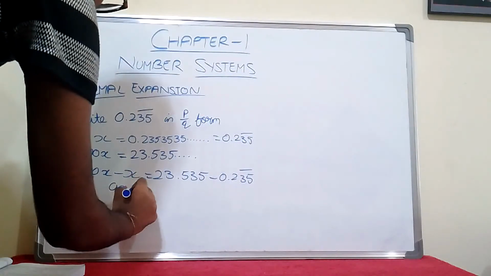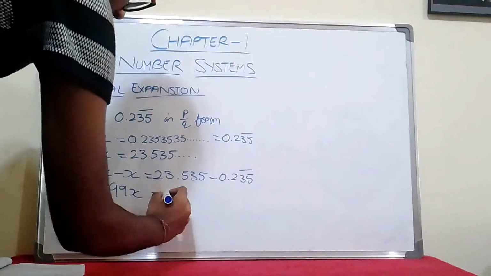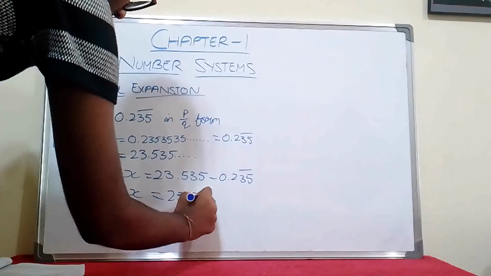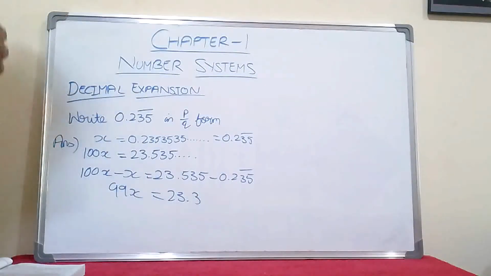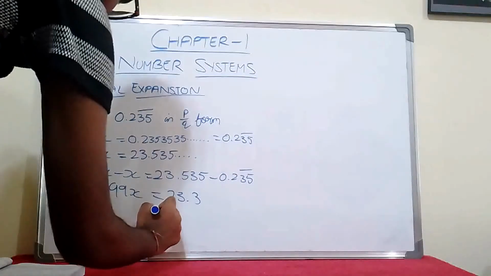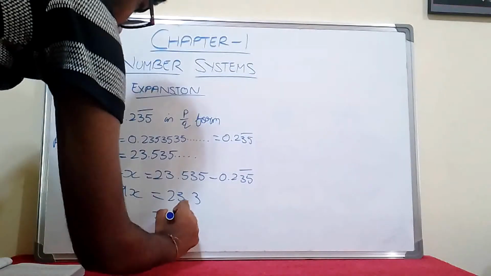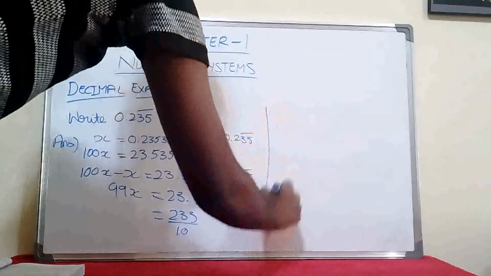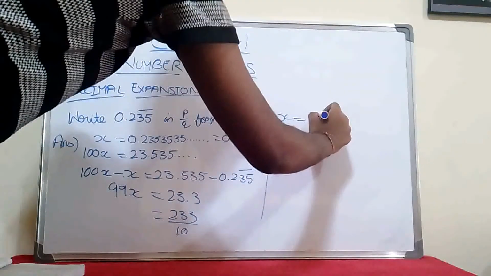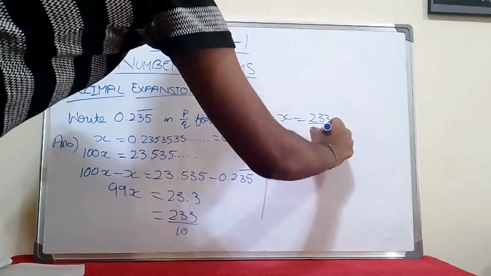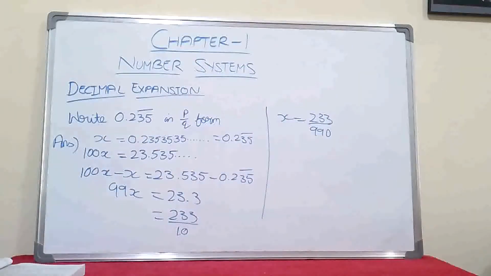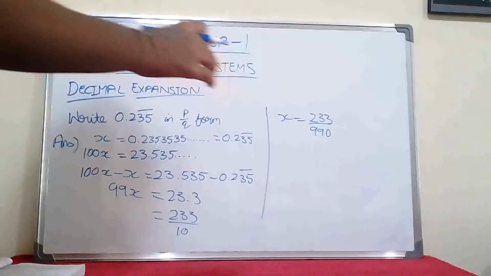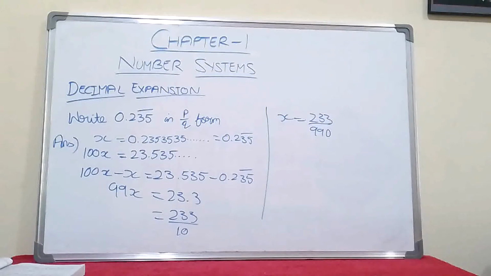When you subtract this, we get 23.3. This is how we got it last time as well. Now again we can see that this equals 233 by 10, which means x equals 233 by 990. It is the same thing, but instead of taking the addition out, we are subtracting it. This might be an easier method because this is how we used it in the previous question as well.